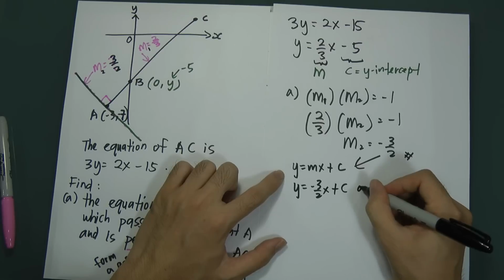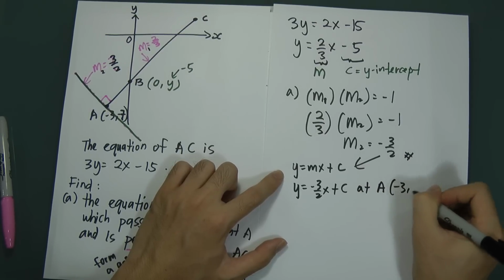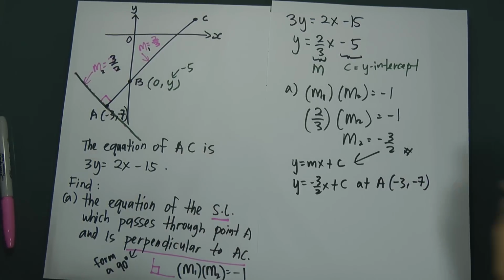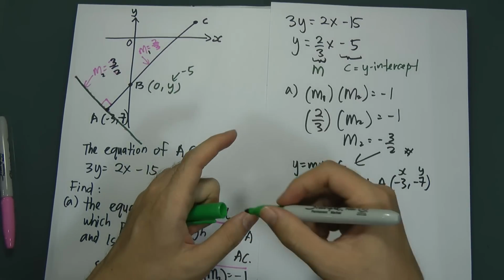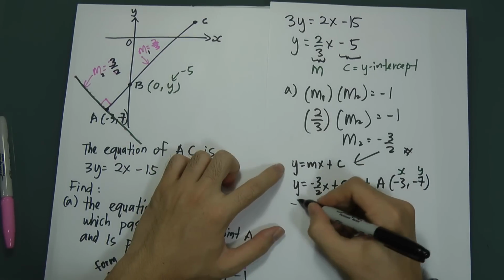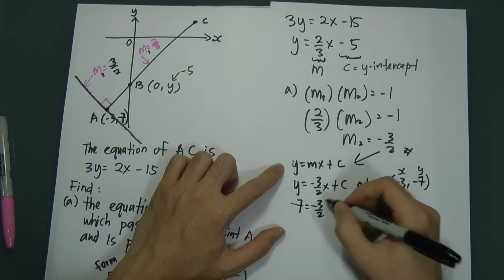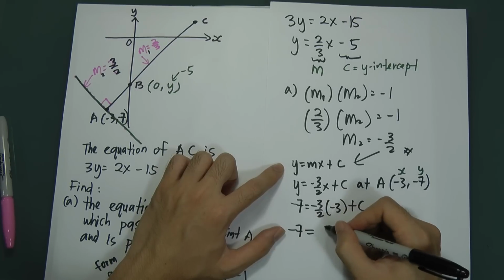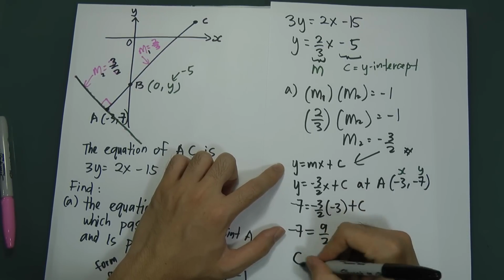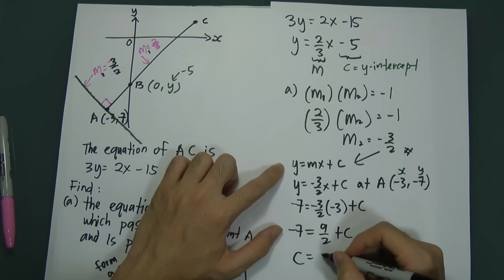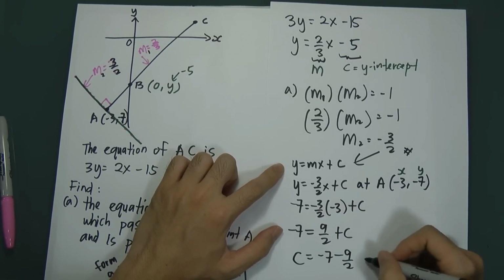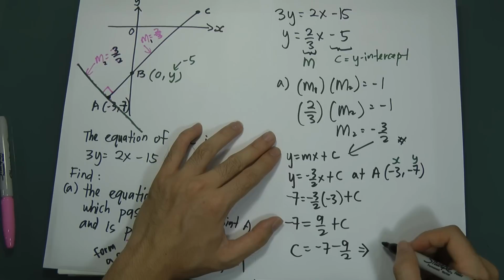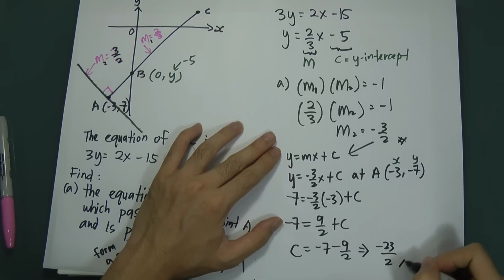It will pass through A, so at coordinate negative 3, negative 7. I just substitute this in: this is x and this is y, to find c. So y is negative 7 equals negative 3 over 2 multiplied by negative 3 plus c. So negative 7 equals 9 over 2 plus c. So c will equal, moving this to the other side, negative 7 minus 9 over 2. Therefore this is negative 14 over 2 minus 9 over 2, which is negative 23 over 2 for c.